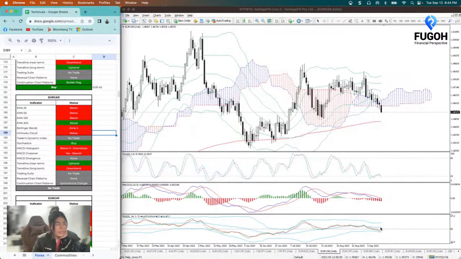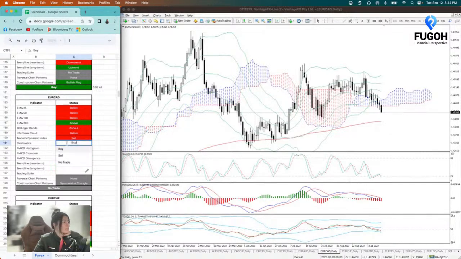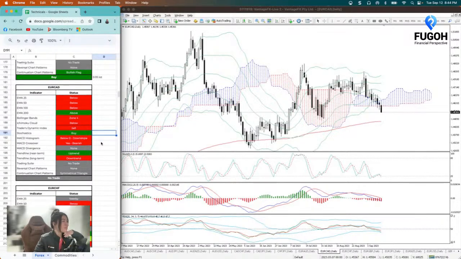TDI, our TDI is already below 50, and these two lines here are below the middle band, so that's a sell. Stochastics is showing a crossover in the 20 area. That means that this downtrend movement over here could be finally reaching its last stages. I'm not sure if that's the correct term, but you know what I mean. It's almost there. You're almost on your take profit.